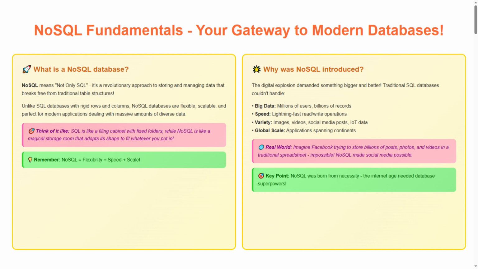Now, let's look at our analogy section. Think of it like this: SQL is like a filing cabinet with fixed folders, while NoSQL is like a magical storage room that adapts its shape to fit whatever you put in. And here's our remember section. Remember, NoSQL equals flexibility plus speed plus scale.